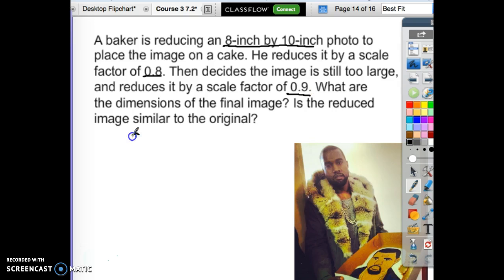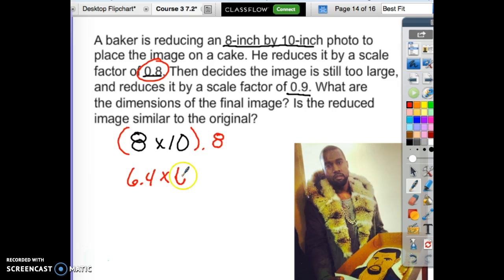So we have our 8 by 10. We are first going to reduce it by 0.8, so I'm going to multiply by 0.8. So that gives me a 6.4 by 8 inch photo. Then we're going to reduce it again by 0.9, so multiplying by 0.9, and I'm going to use a calculator for that.